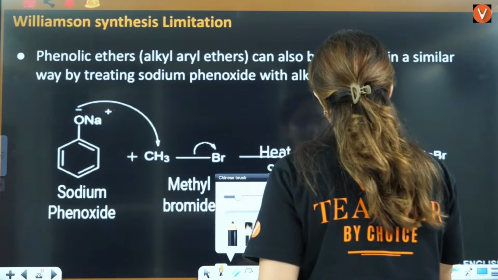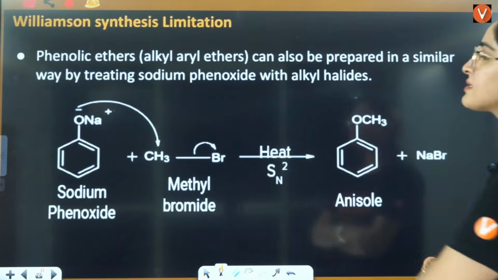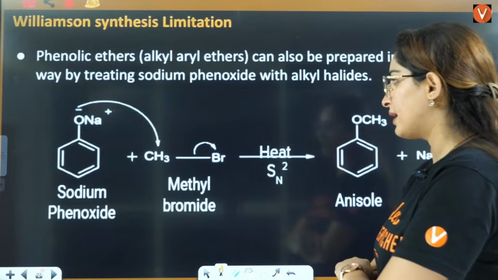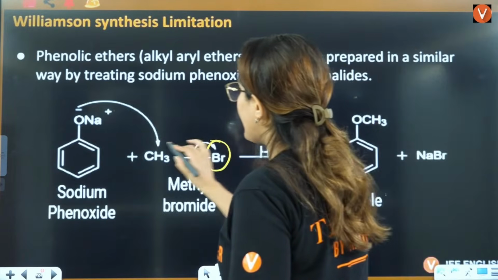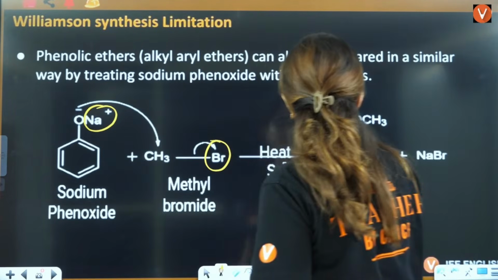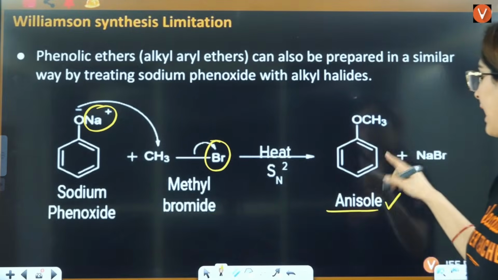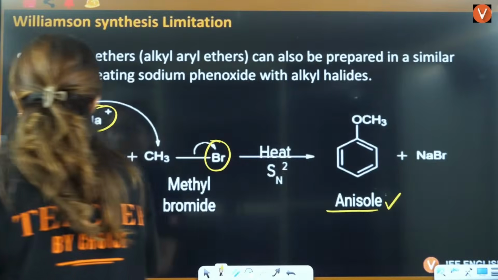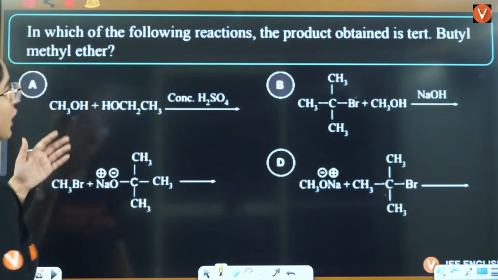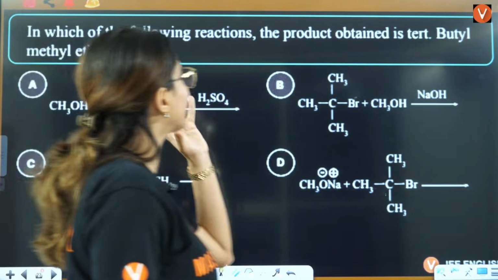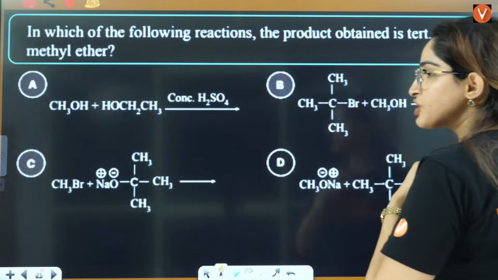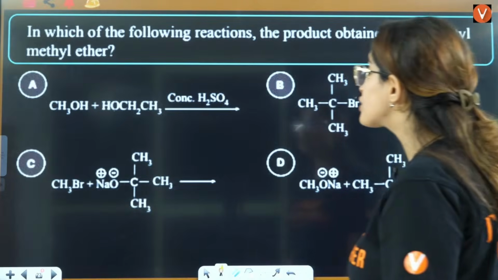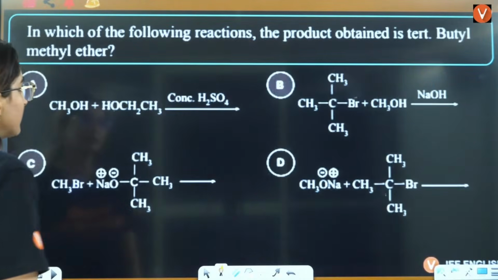If you see this here, you have phenoxide ion and you have CH3Br. Br and Na will leave and it will give you the formation of anisole, that is, benzene with OCH3 will be formed here. Now the question is: in which of the following reactions is the product obtained tertiary butyl methyl ether?